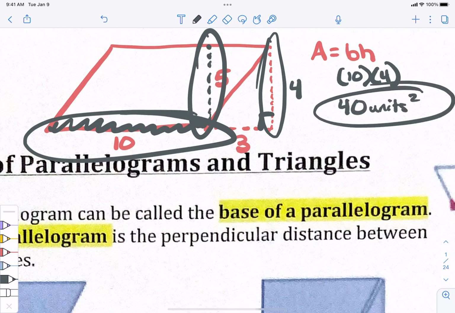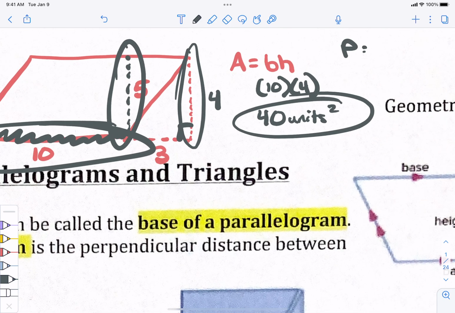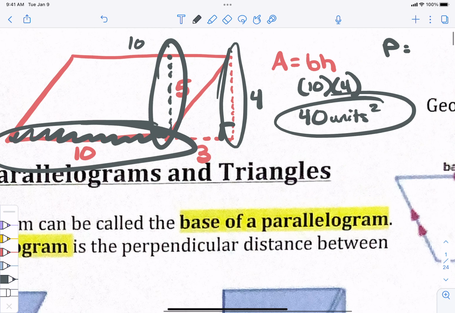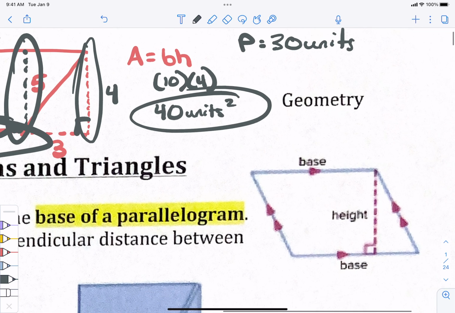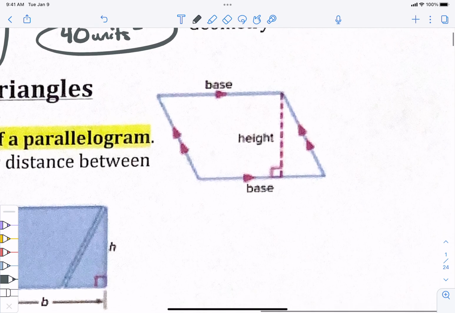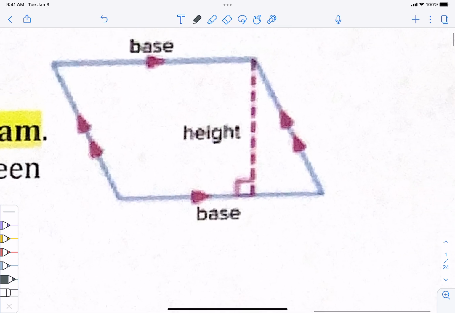So this is very easy. It's just base times height, but sometimes you might have to go searching for the stuff. Another thing that we're finding is perimeter. Perimeter is the distance all the way around. So if this bottom side is 10, the top side is also 10. What are the two sides? 5. So 5 and 5. So 10 plus 10 plus 5 plus 5 is 30. So that would just be 30 units, right? Okay, easy? Easy peasy?